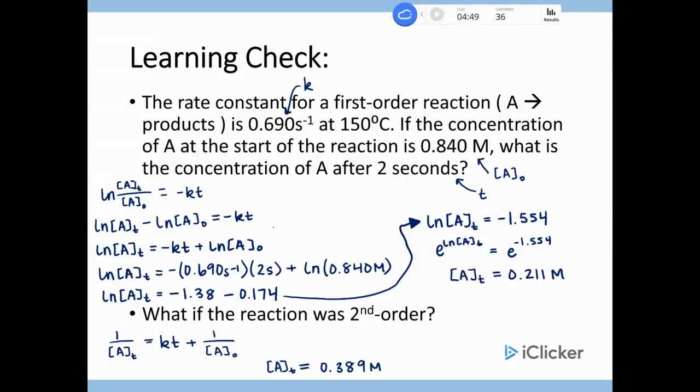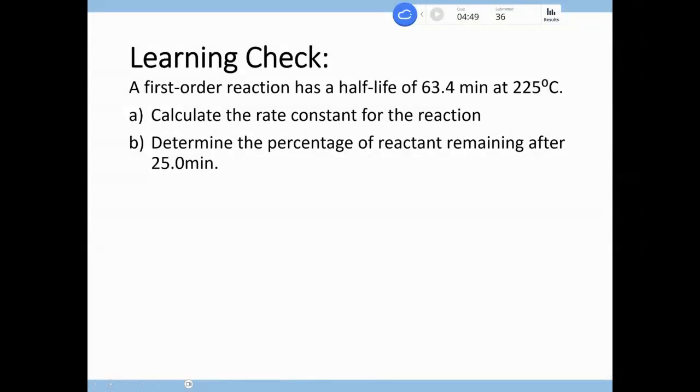Give you all a second to finish writing, and we'll go to the next learning check. Another question here, putting these equations to use. This one asks about half-life.